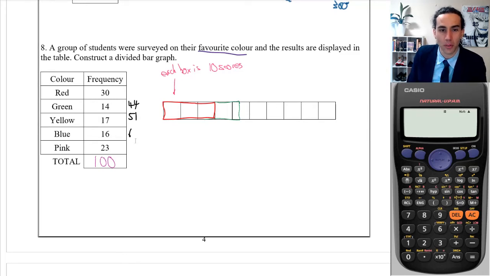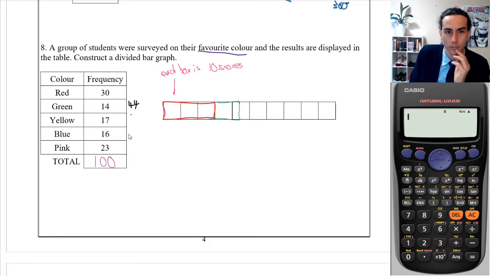61. There's my mistake. I'm very disappointed with myself. 61. Then we go plus 16, 77, therefore 100. And that'll go us up to 100. So that's what they call cumulative frequency.